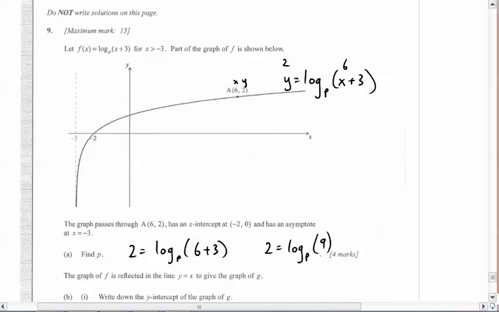Now remember, in order to take a log to the other side, you can take its base and make it the base of an exponent on the other side of the equation. So that's the same as saying p squared is equal to 9. There's two possibilities. P is 3 or P is -3. But we know that the base of a logarithm cannot be negative, so cross that one out and we get 3.